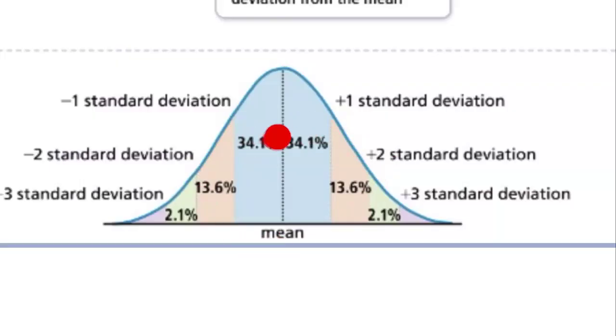And the percentages mean how much of your data is between the standard deviations. So this is, I believe, 64, no, 68.2%. So ideally, this is where you want the majority of your data to be.